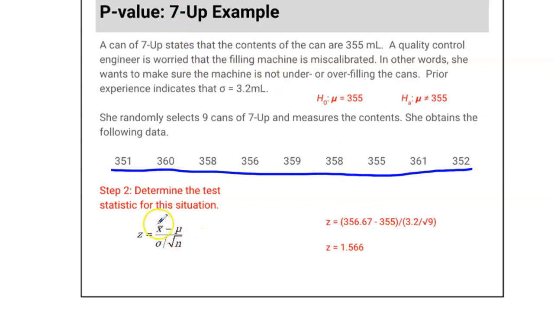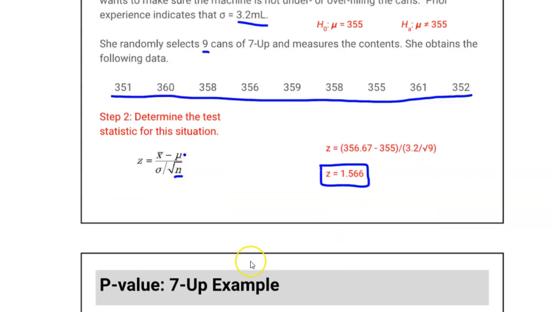Why do we do that? Because it's x bar minus mu, the population mean that we believe, which is 355, divided by 3.2, that's the standard deviation, divided by the square root of 9, that's the square root of n, the sample size. So you see where everything is coming from. Our z-value is 1.566. I just rounded it to 3 decimal places because the smallest decimal in the data given to me is 1 decimal place, so taking it to 3 decimal places is statistically sound.